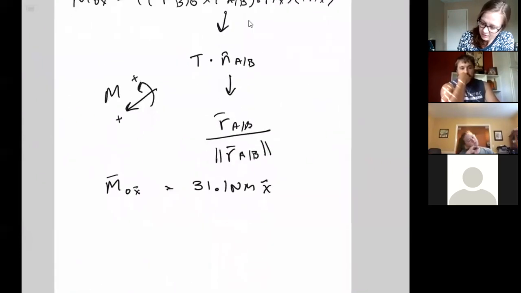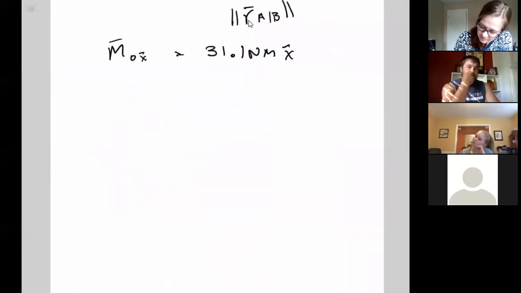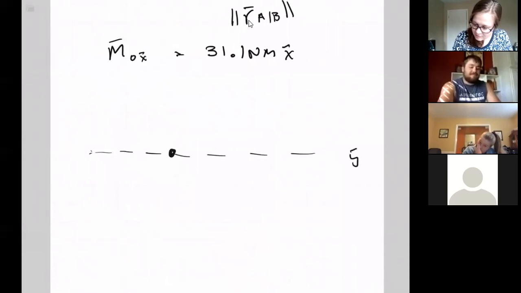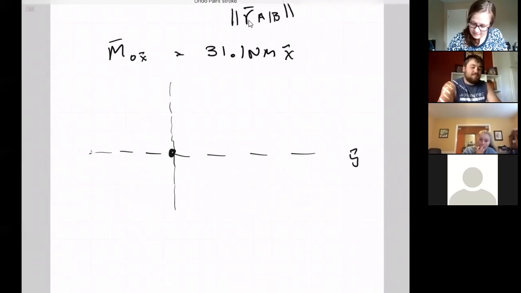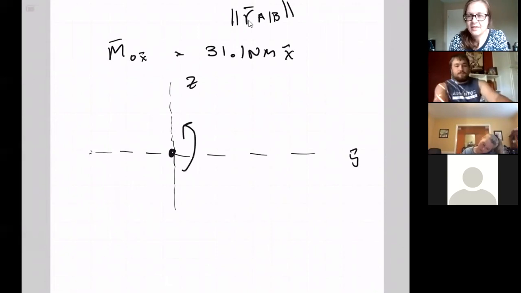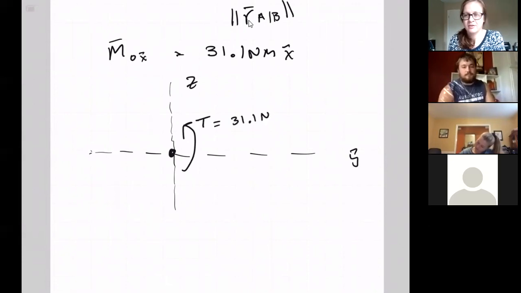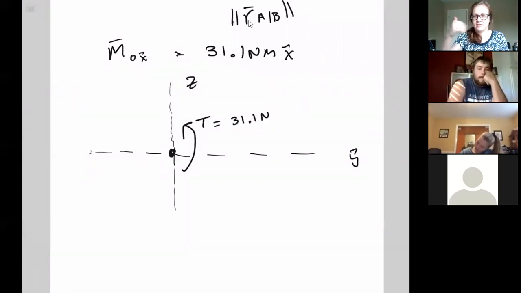However, you can also work it so that if you have Y in this direction, Z in this direction, so X is coming out of the plate, we see that the moment due to the tension that we just calculated is 31.1 newtons, which is in the X direction, so pivoting around that axis.